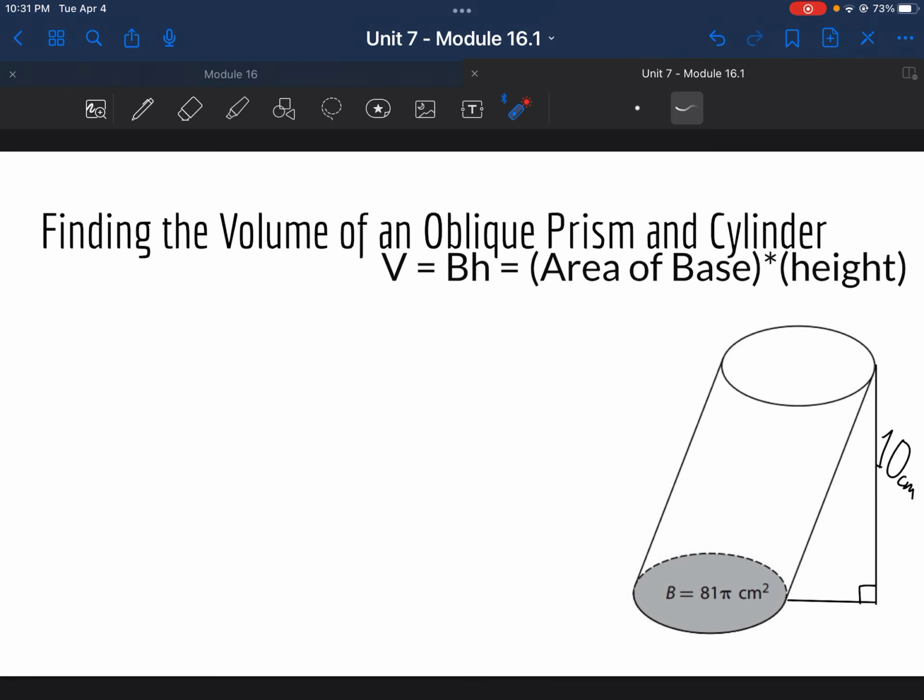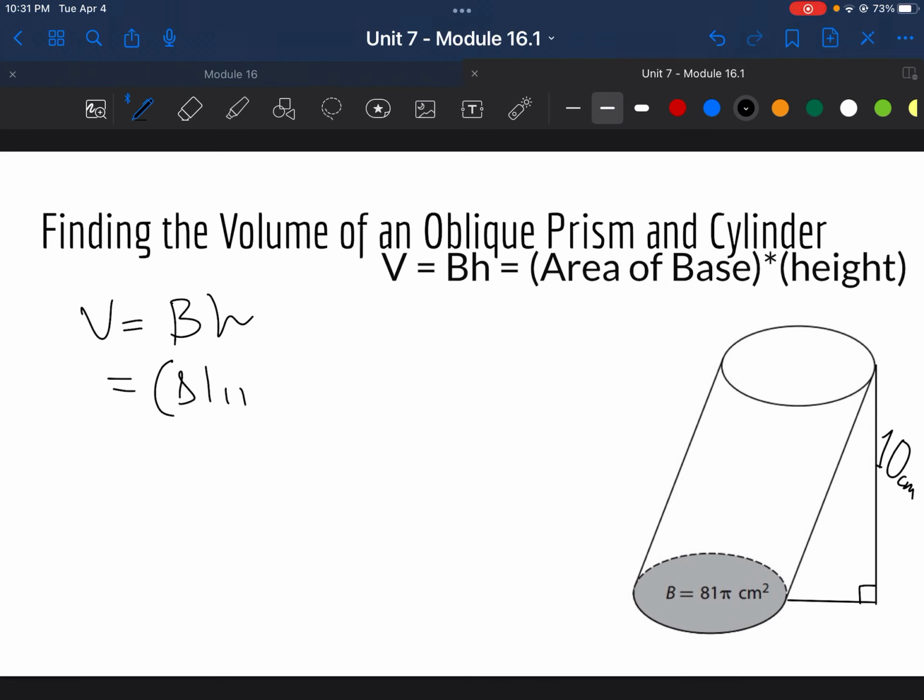Okay. So this is one of those oblique prisms / cylinders that I was talking about. We have a slanted shape, but not to worry, it follows the exact same rules as all the other prisms. So my volume is still going to be the area of the base times the height. In this particular problem, they give you the area of the base, which is 81 pi.